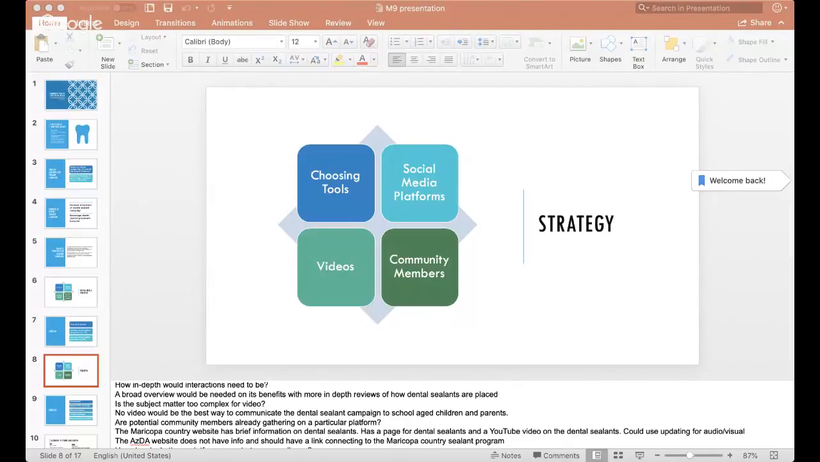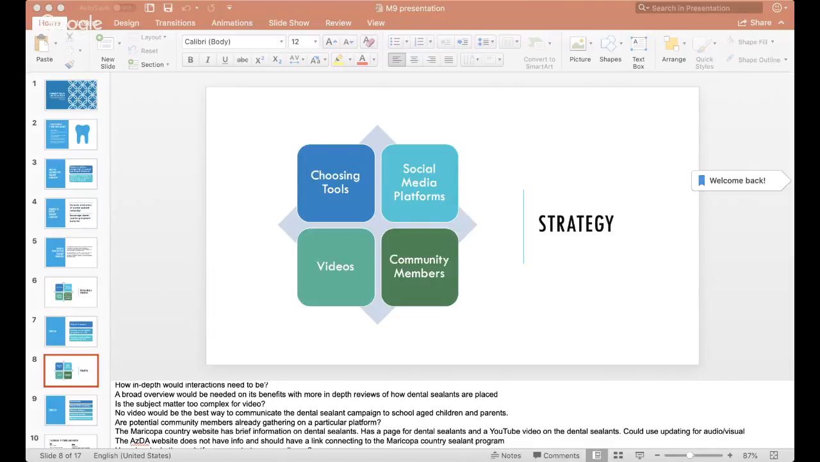So another question is, are potential community members already gathering on a particular platform? And the Maricopa County website has a brief information on dental sealants. I looked up their website and was actually shocked and really happy that they had information about dental sealants, and they had a YouTube video about dental sealants, which was really surprising and really happy because it's something that's already kind of in the forefront.